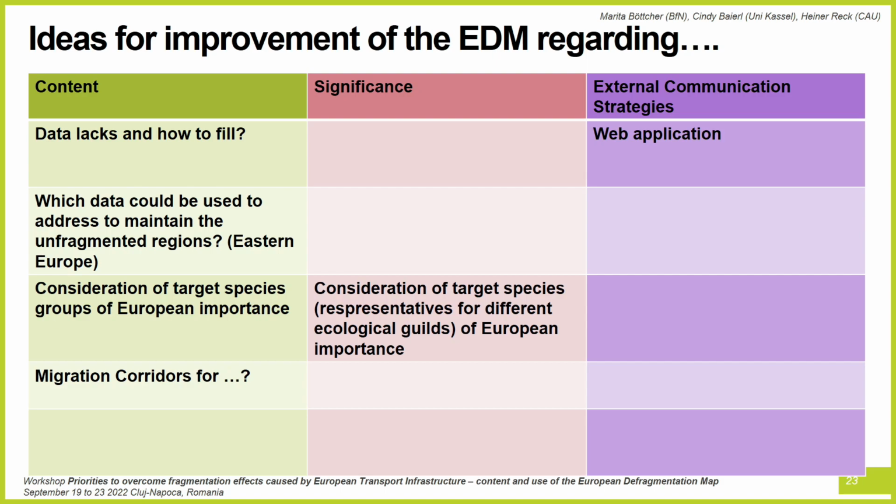We know that we have to consider target species or target species groups of European importance, but which are they? It couldn't be the Annex 4 species of the Natura 2000 Habitats Directive. And we would love to use migration corridors for herds, large mammals, or other species groups, but there are no databases. Do you have any ideas regarding these three themes for the improvement and further development of the map? Or wishes?